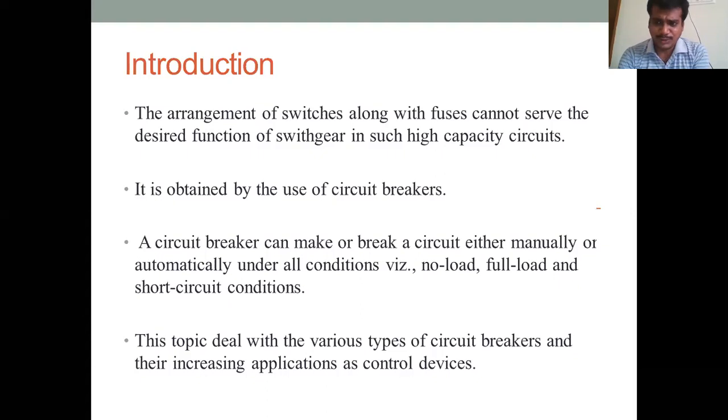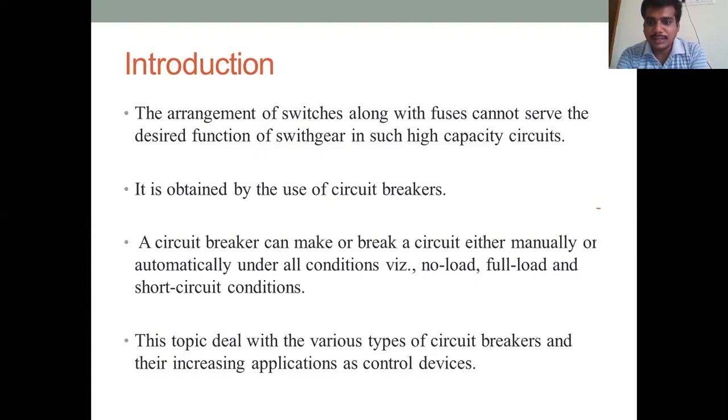The reason we cannot use fuses is that when a large amount of current flows, the fuse will easily burn out. Here the circuit breakers give high and efficient protection for high voltage applications. An arrangement of switches along with fuses cannot give the desired function in the switchgear when we are going for high capacity circuits. In such cases, we can use circuit breakers.